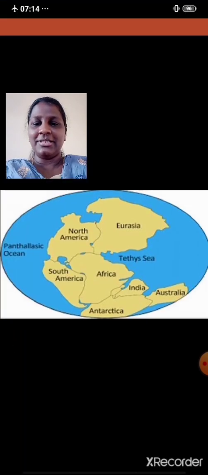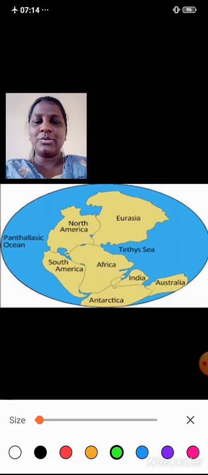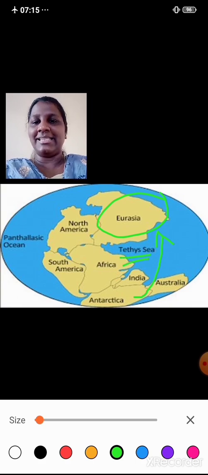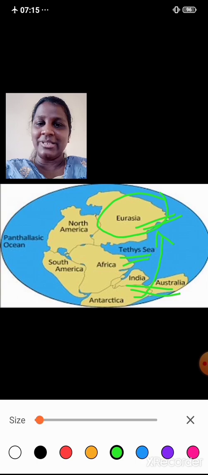Once again, with this map, I would like to explain. As the Indo-Australian plate got separated from the Gondwana land, it started drifting towards the north. It got collided with the Eurasian plate. Here in between we have Tethys Sea, right? The heavy sediments from its ocean floor got pushed up when these two plates, that is Indo-Australian plate and Eurasian plate, collided with each other. I hope it's clear, students.